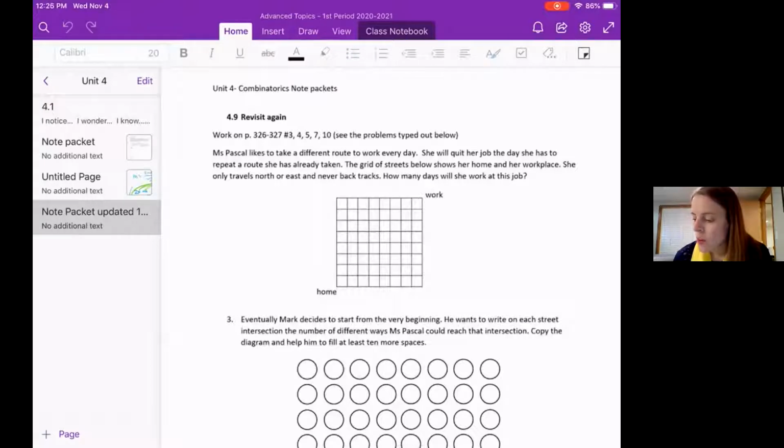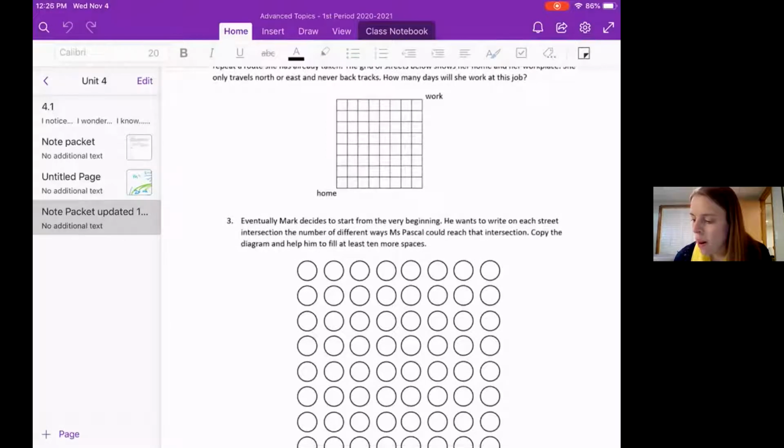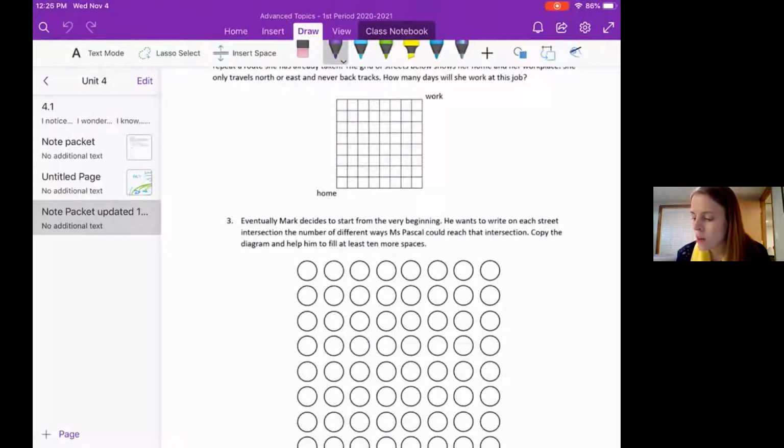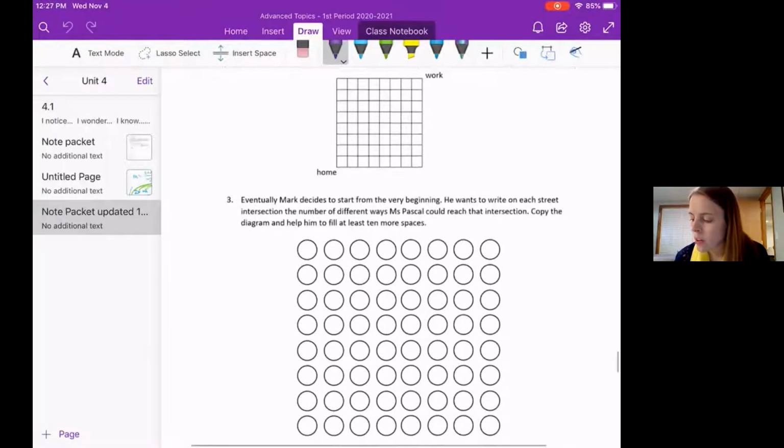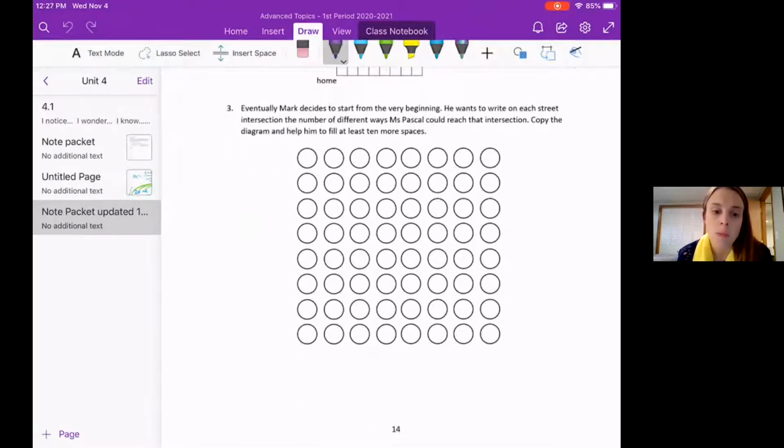So in the book, they talk about some different ideas of ways to set this up. One of the problems they talk about says, eventually Mark decides to start from the very beginning. He wants to write on each street intersection the number of different ways Miss Pascal could reach that intersection. Copy the diagram and help him fill in at least 10 more spaces. So here's the home and here's work.